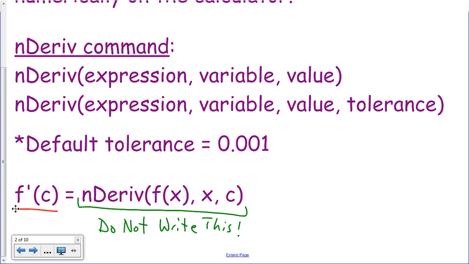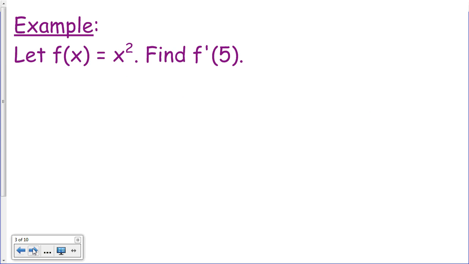Let's try an example of that. Take a look at this function here. f of x is equal to x squared, and we want to find f prime of 5. So f prime of 5 is equal to, now again, if you were working in the last section on a problem like this, you would actually have to go through that limit as x goes to 5, in this case, of f of x minus f of 5 all over x minus 5. And you have to solve that out step by step to find out what this is equal to. We're going to use our nderiv command to do this.